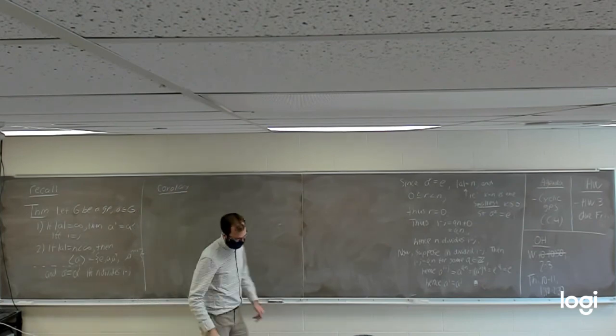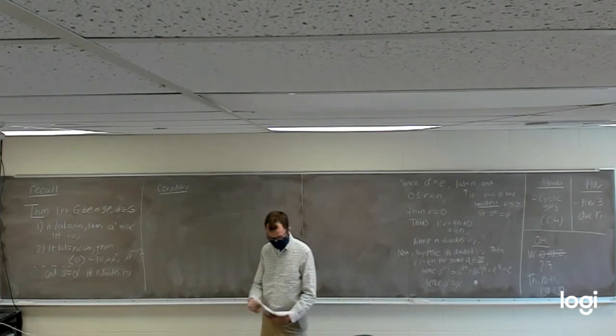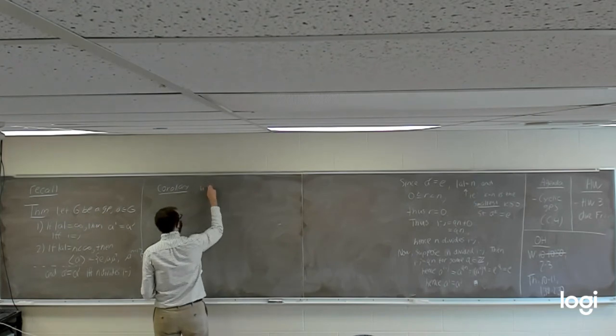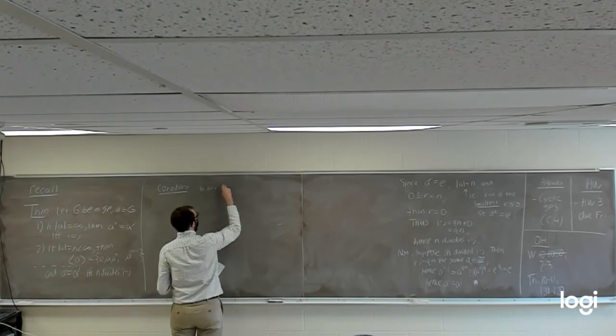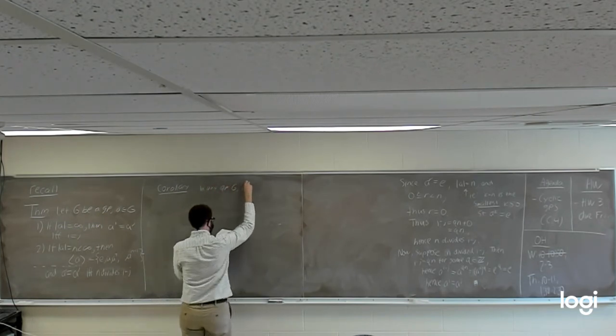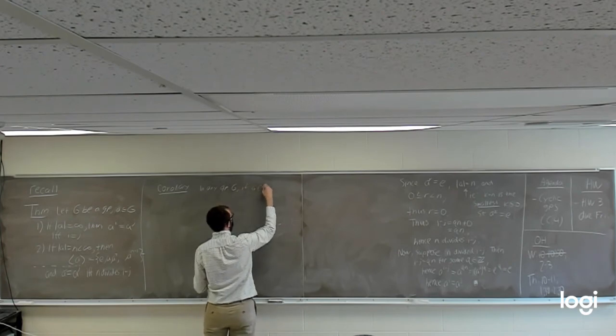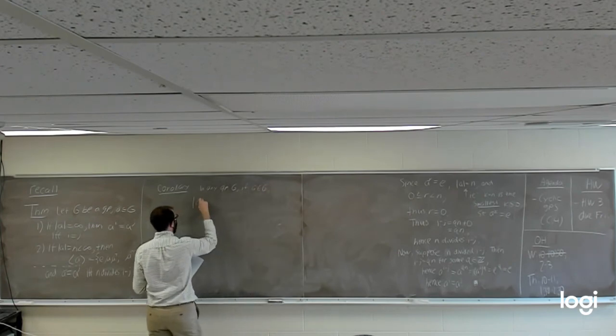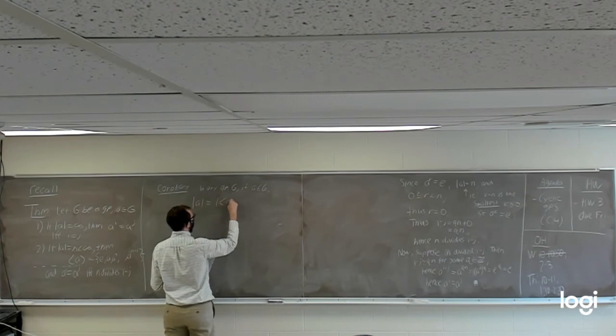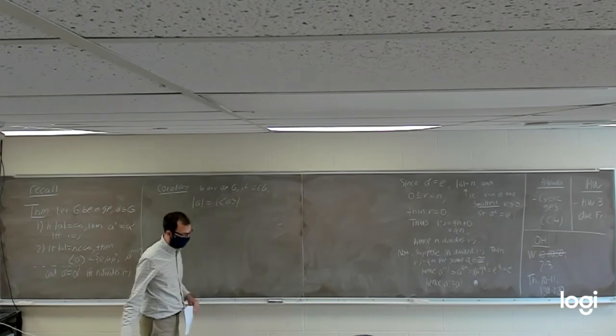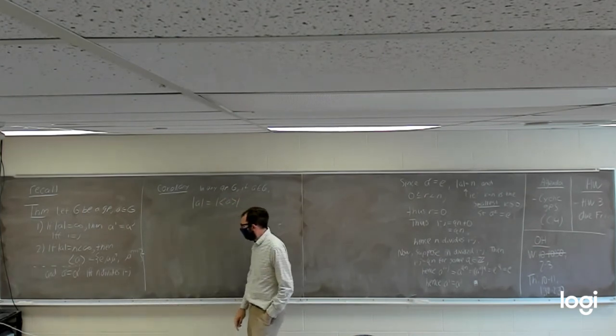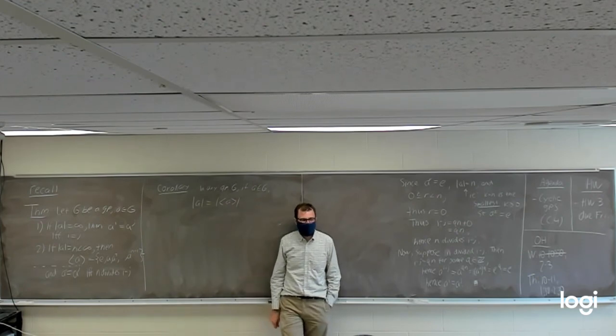Corollary. In any group G, if a is an element of G, the order of a is equal to the order of the group generated by a. So this is a word we haven't really seen before, corollary, in this class at least.